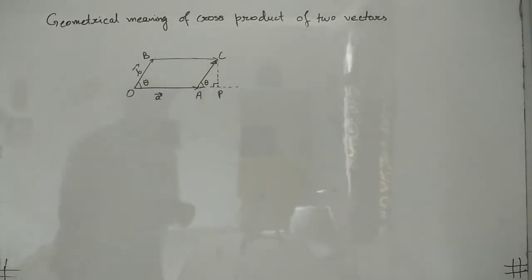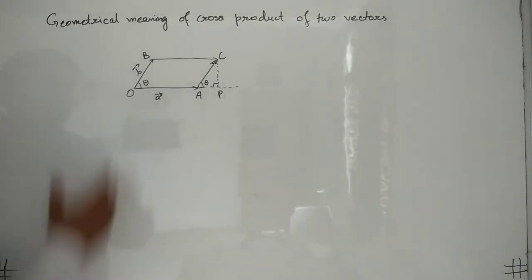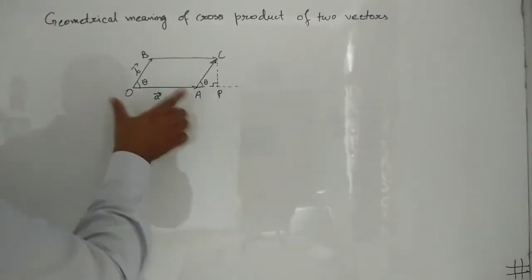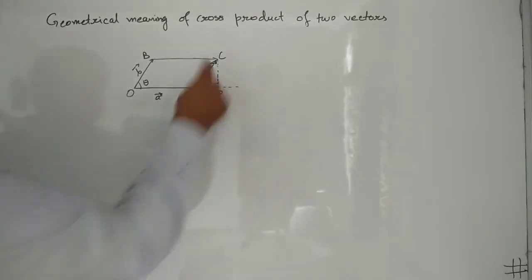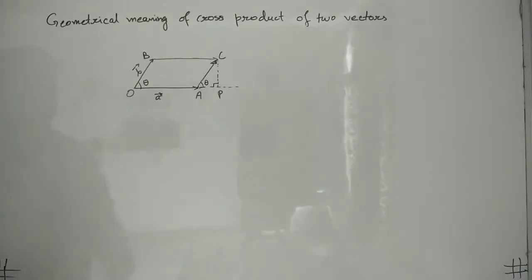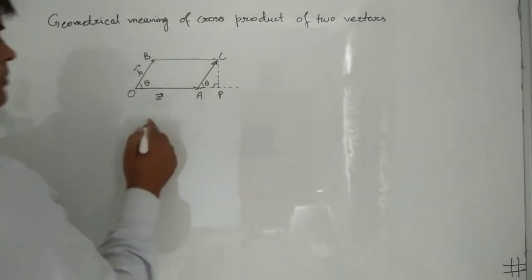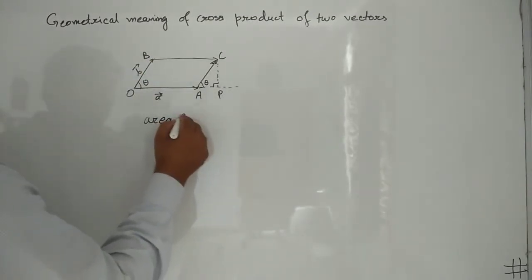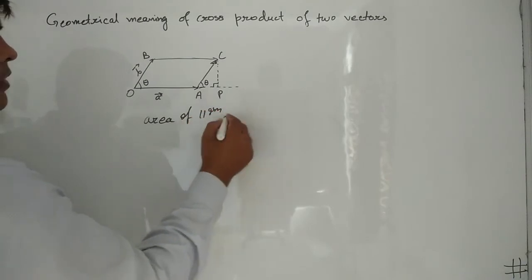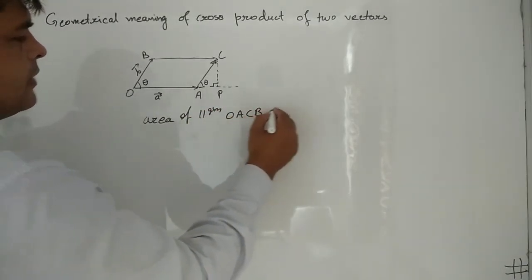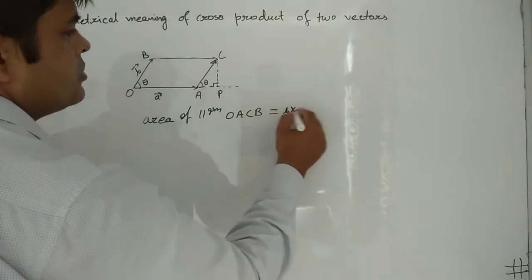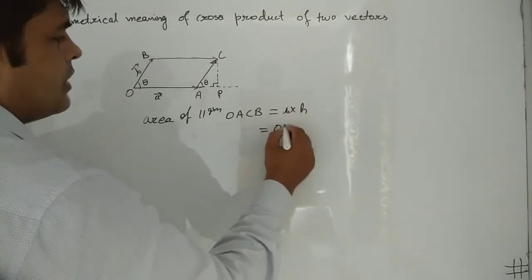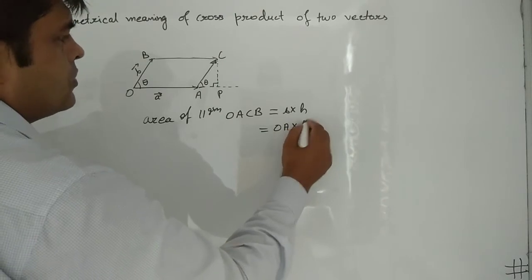Before we discuss the geometrical meaning of the cross product of two vectors, let us recall what the area of a parallelogram is. Area of a parallelogram is base into height. That means in this picture you can say OA into CP is the area of parallelogram. Let us try to evaluate the area of parallelogram OACB. This will be base into height, and it can be written as OA into CP.